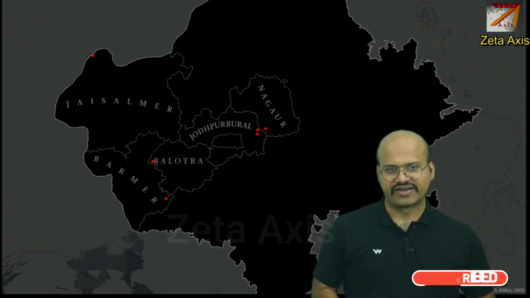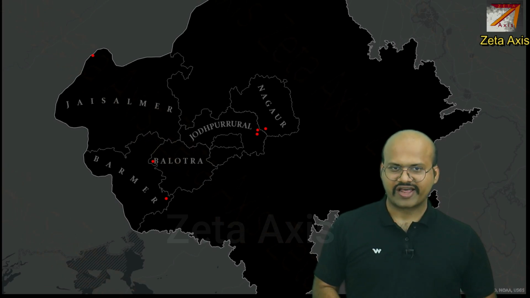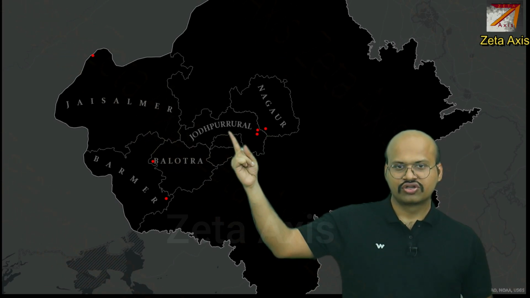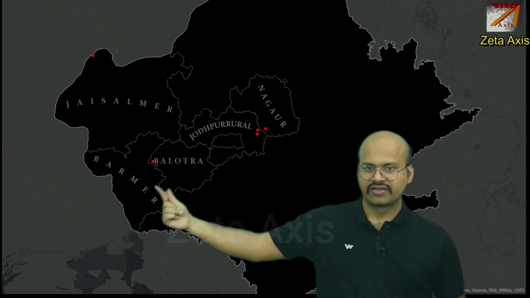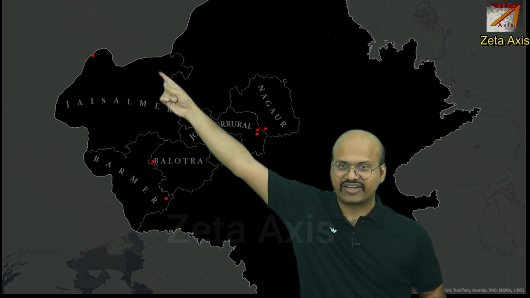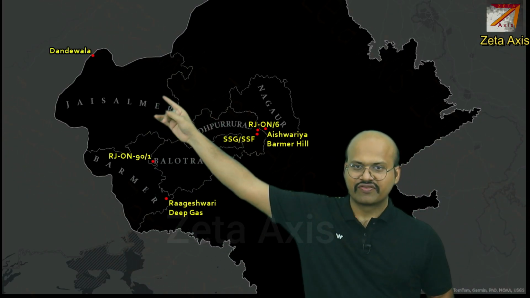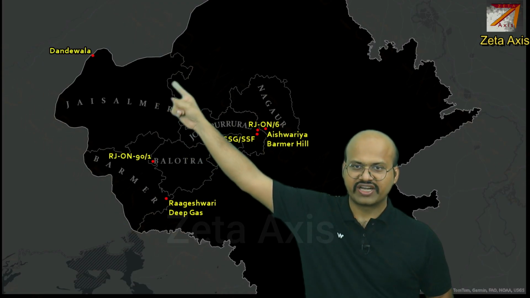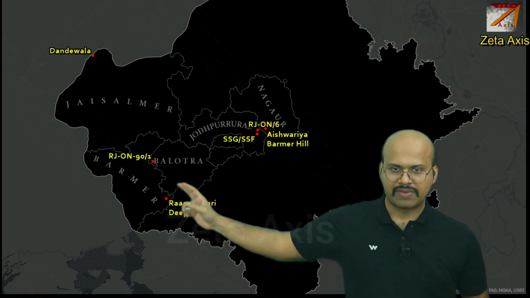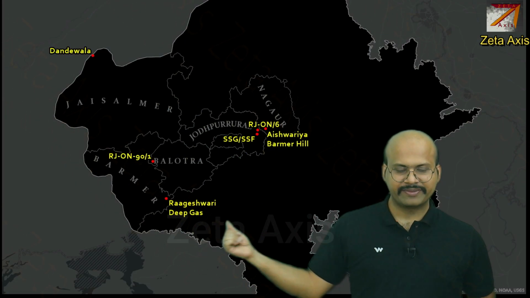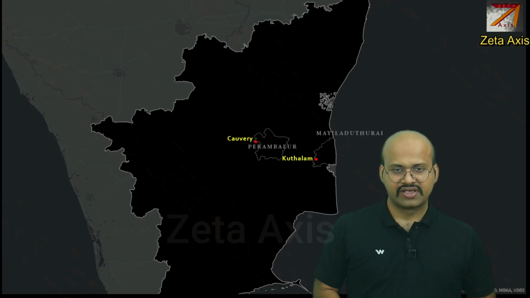Here is Rajasthan, and we can see that within Rajasthan there are oil stations in Nagaur, Jodhpur rural, Balotra, Barmer and Jaisalmer, right at the border. Here we see that within Jaisalmer, near the border, we have Dandewala station, and in Barmer we have Raageshwari deep gas station.